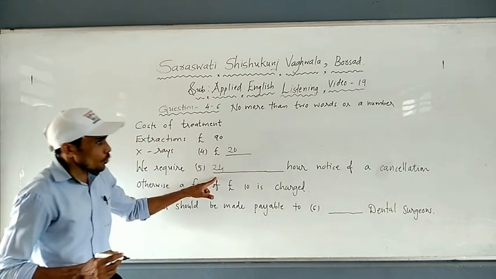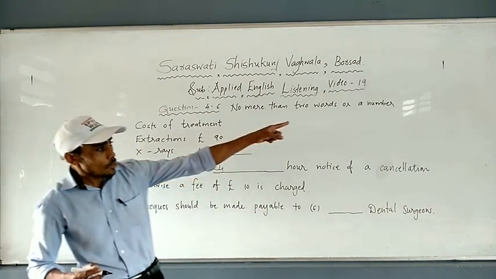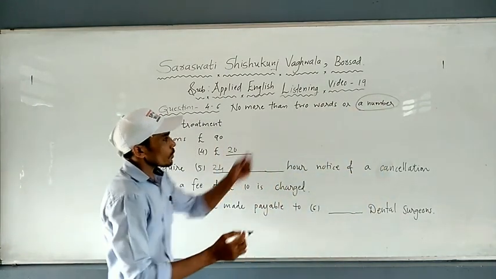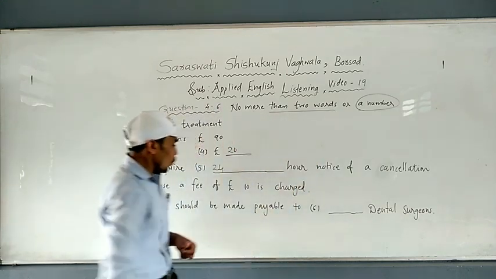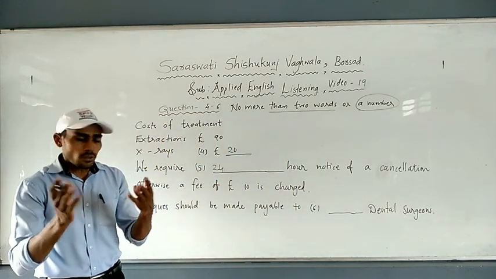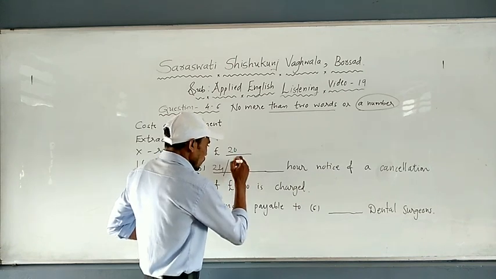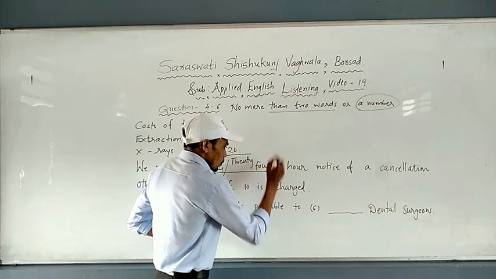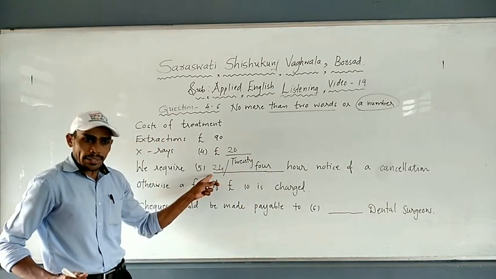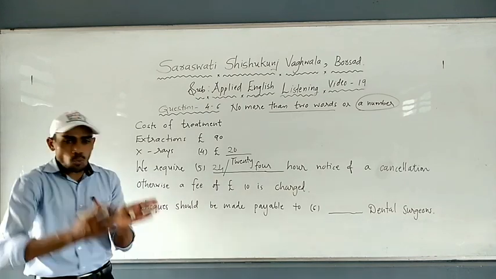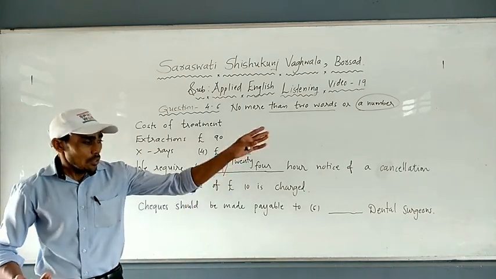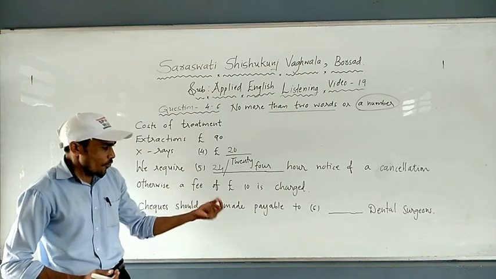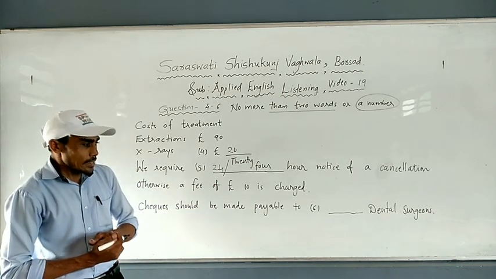24. If you have written only the number, then it is correct, students. Why? Because in the instruction it is given a number or words. Okay, 2 words. So if you have written 24, correct. So I write here 24. Number and words both correct. Okay. So what is the 24? Notice has to be given before that. Otherwise, a fee of 10 pounds is charged.